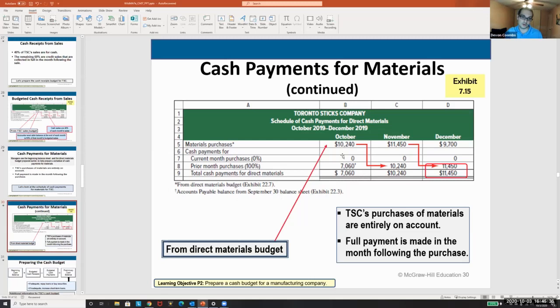And so then our total cash payments is always going to be for the prior month. So the 10,240 from October, what we purchased, will be due in November. What we purchased in November will be due in December. So just keep organized where this information is going when we have our payments.